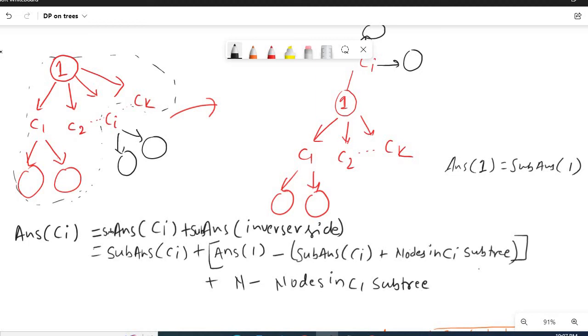And so these are basically the distances from 1 to all the other nodes.